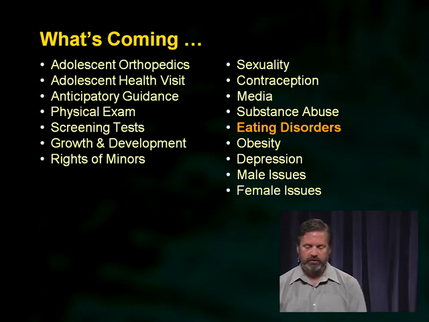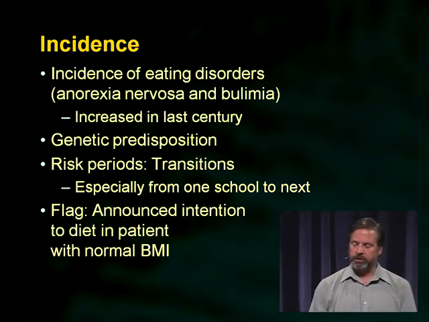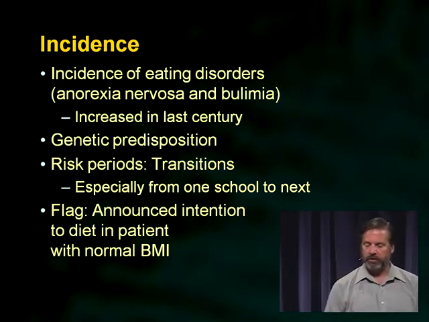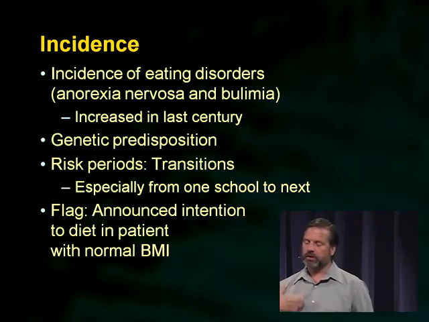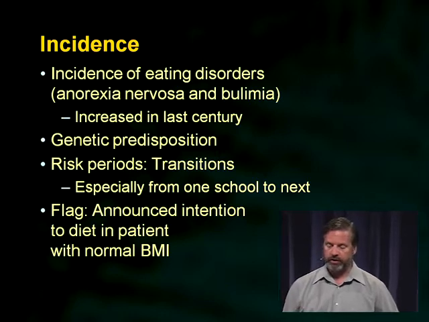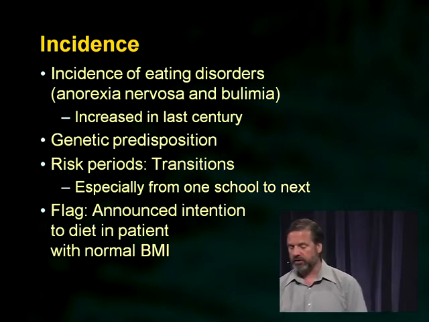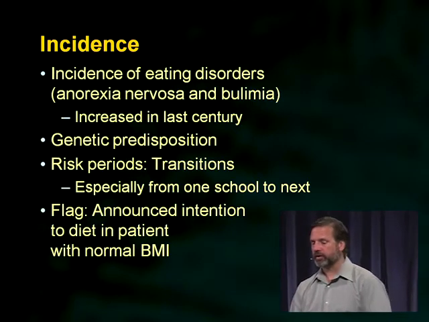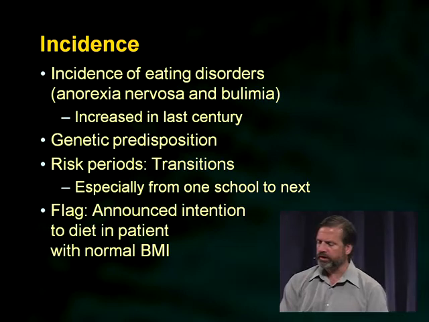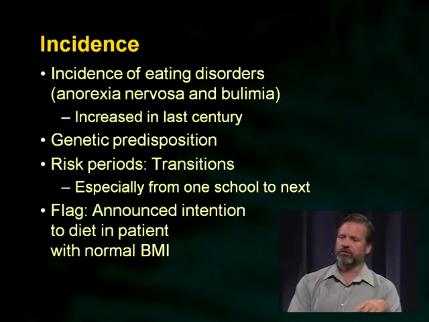All right, so eating disorders, a topic that we have to talk about relative to adolescence because the incidence of eating disorders, both anorexia and bulimia, are significant in this population and seem to have increased in the last century. There does seem to be a genetic predisposition, so that's just something to be aware of in the past history, if that's significant within families. The biggest risk factor is transitional periods, and especially moving from one school to another. So the highest risk for these patients is when they're changing schools.